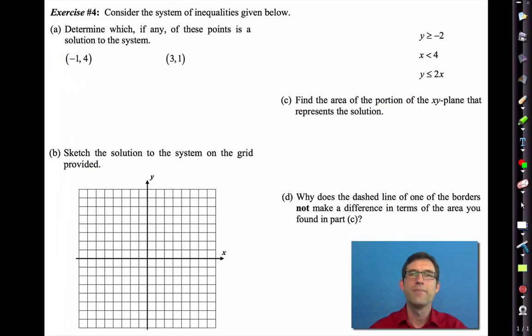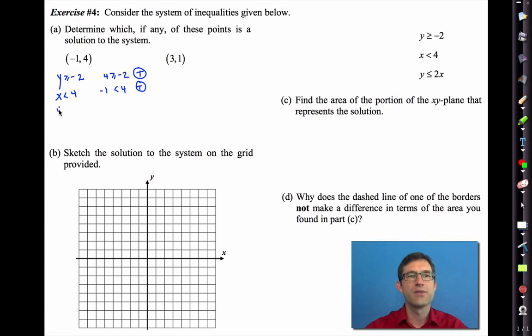All right, let's go through it. Well, let's check them one at a time. This inequality, y is greater than or equal to -2. Well, is 4 greater than or equal to -2? Yeah, that's true. 1 down. Our next one is x is less than 4. Well, is -1 less than 4? You bet it is. That's true.